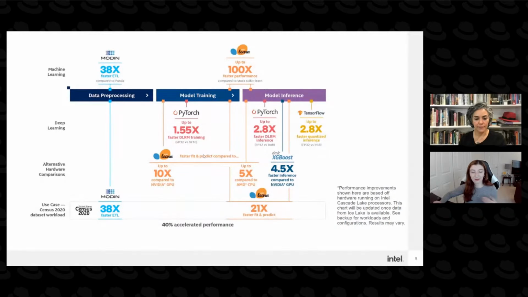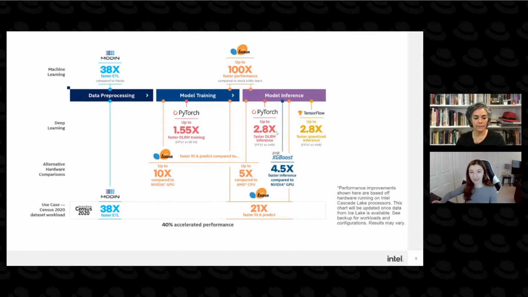We also, compared to our competitors, this could be compared to up to 10 times faster compared to NVIDIA GPU, or up to 5 times faster compared to running on an AMD CPU. Now, that's all great for data processing and classical ML, but moving on to the deep learning side of things in terms of model training, and just a full disclosure, we also have Tensorflow optimizations as well, not shown here. If you use our PyTorch optimizations, you can see up to 1.55 times faster DLRM training by using the BF16 instruction set rather than FP32.